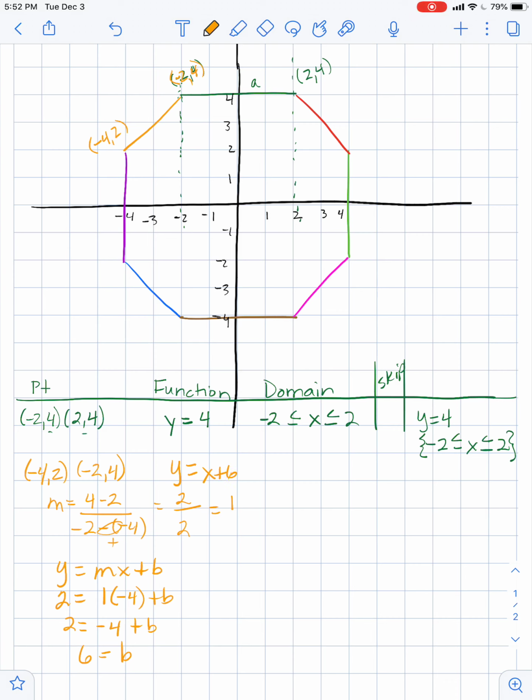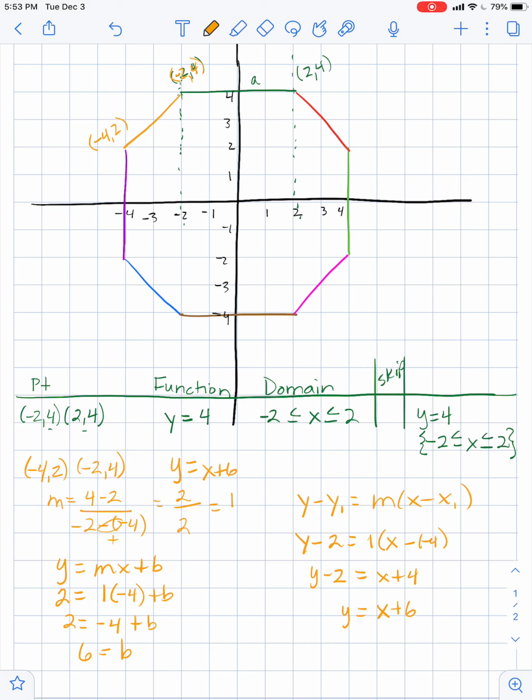Now, if you don't want to do it that way, we could do it as point-slope, which is my preference. So it is y minus your y, which was your 2, slope of 1, and your x was a negative 4. In this case, we get y minus 2 equals x plus 4, and y equals x plus 6. And again, I like that way because you already have your equation. You don't have to remember to put anything in. So there's my equation.